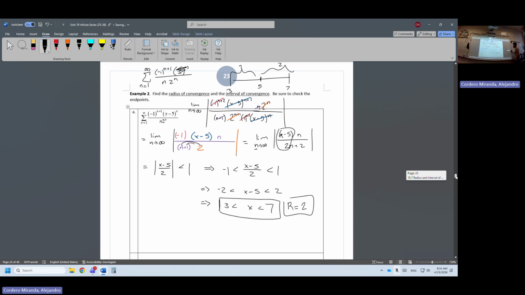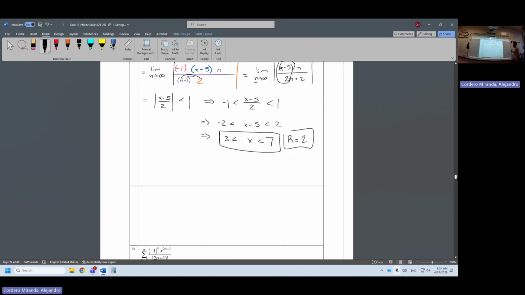So I know you don't have that much space left. But see if somewhere you can squeeze the fact that you have to check endpoints, x equals 3 and x equals 7. And then you'll be done.